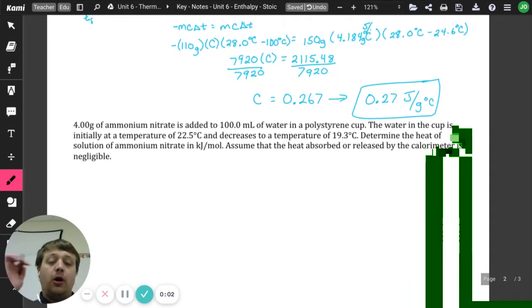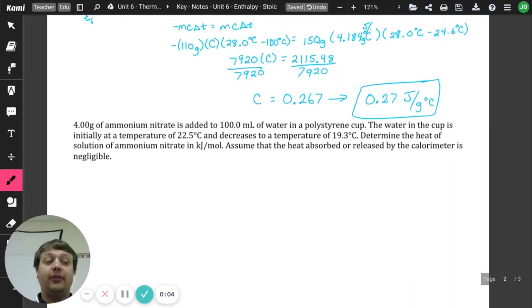All right, so moving on, let's take a look at this next problem. Now, this next problem is actually going to be solved a little bit differently in that you have to make some conversions towards the end that you might not be aware of. So, a 4-gram sample of ammonium nitrate is added to 100 milliliters of water in a polystyrene cup. The water in the cup is initially at a temperature of 22.5 degrees Celsius and decreases to a temperature of 19.3 degrees Celsius. Determine the heat of solution of ammonium nitrate in kilojoules per mole. Assume that the heat absorbed or released by the calorimeter is negligible.